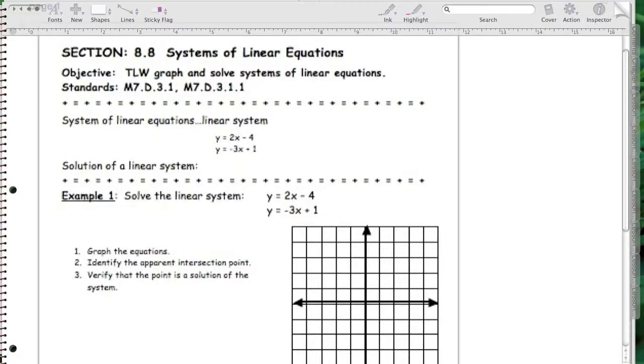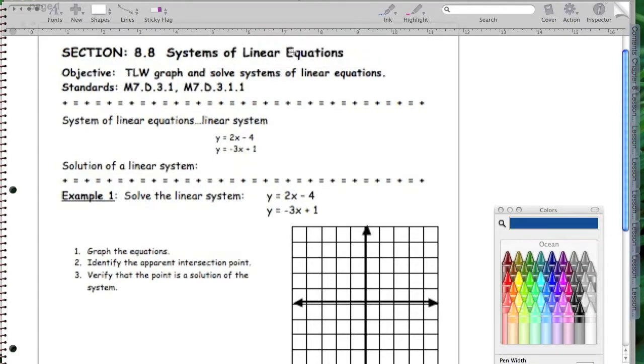Okay, section 8.8, systems of linear equations. So far we've been graphing linear equations, one linear equation on each coordinate plane. Now we're going to start graphing more than one, and that's what's going to make our system. So a system of linear equations, or a linear system, is basically two or more equations.